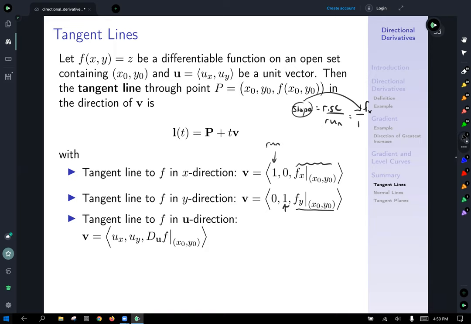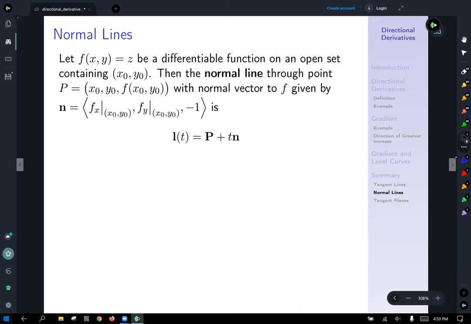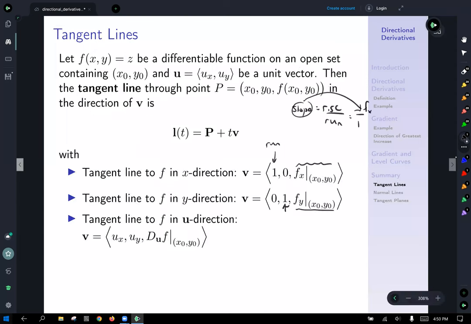And so if we want to extend this idea to a tangent line to our surface at a point in any direction given by u, u being a unit vector importantly, then the v directional vector of that tangent line above is going to be ux, uy, the x and y coordinates of our unit vector, and then the directional derivative of f in the direction of u. Literally meaning the slope of the tangent line to our surface at our point. Okay, so that's tangent lines.